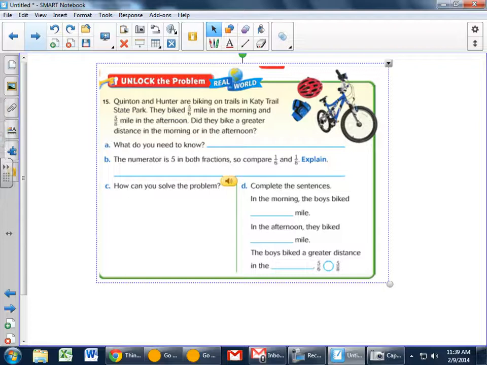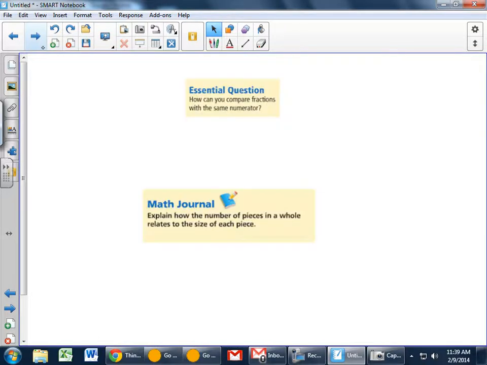You have an unlock the problem and 2 other problem solving to try to work through. Remember to underline your important numbers, circle your questions so that you know what you're looking for, and then use that great graphic model to help you solve those problems. Always, always, always feel free to draw pictures and use your fraction strips. If you use your fraction strips, just sketch a picture of it real quick so I can see that that's how you did it.